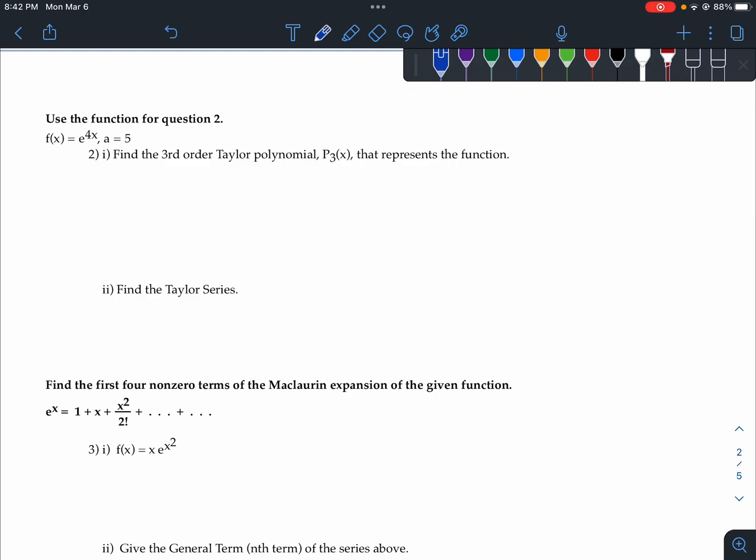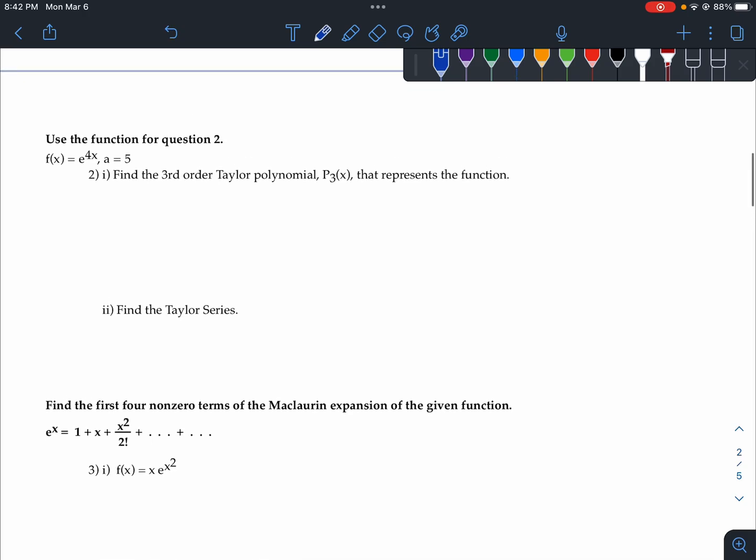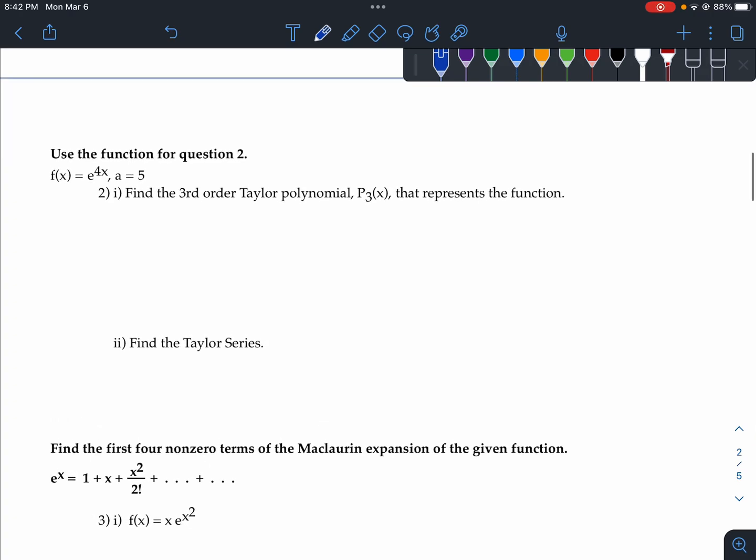So find the third order Taylor polynomial that represents the function. For a Taylor polynomial, note that each term can be found. First you need to find the coefficient of each term. The coefficient of each term in the polynomial is the nth derivative at the center, I guess we'll call it A, some people call it C, some people call it A, divided by n factorial, and then x minus A, the center, to the nth power.